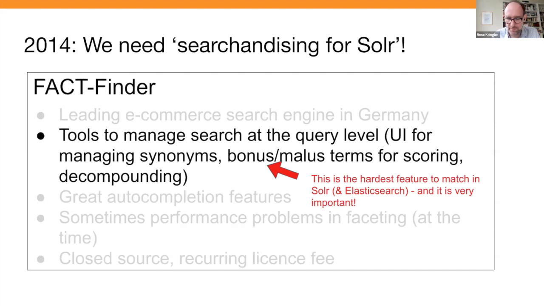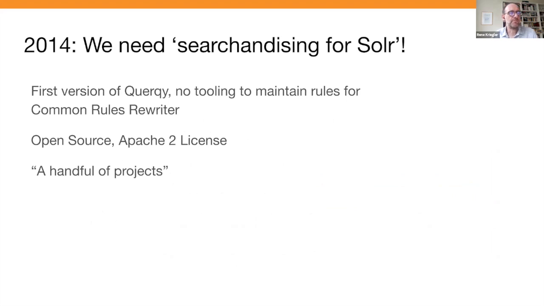We thought at the time, okay, let's create that library that solves this problem, and the UI to be implemented later. So this somehow led to the first version of Querqy. We didn't have the tooling for maintaining the rules, the type of rules that I just mentioned, but it got us started, and we put it on Apache 2 license, to make it easy to use in projects.